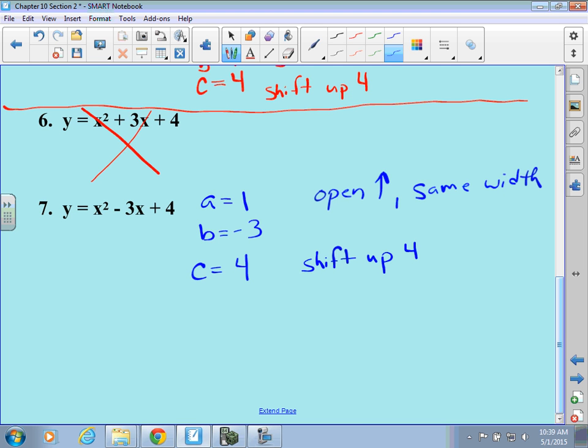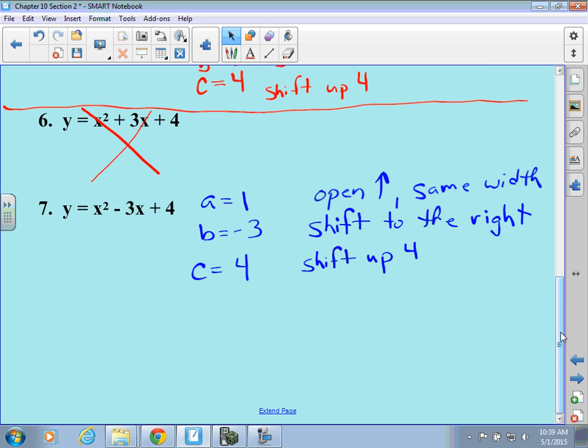Now, some kids would go, who cares? Just make a table and go ahead and graph it. Well, if you're graphing it and it's supposed to open up and it opens down, you're like, where did I mess up? Like, what's going on? It's supposed to do this. So the knowledge of what should happen is going to help you when you actually graph these. And that's why we're doing it.